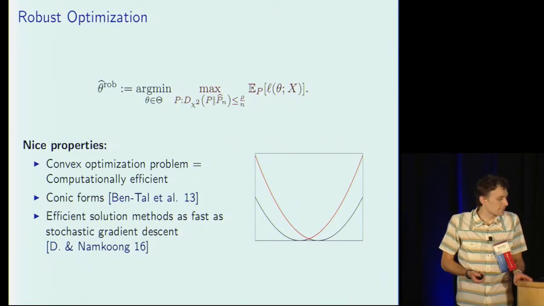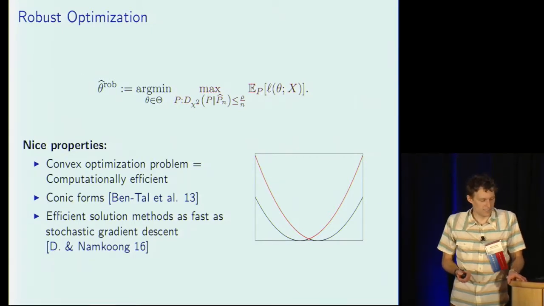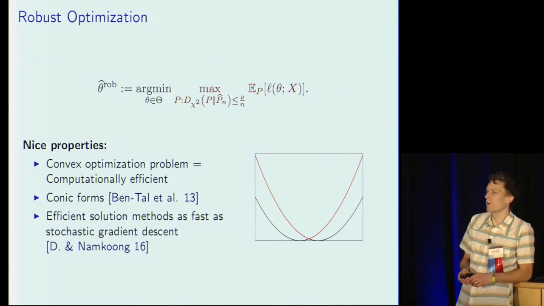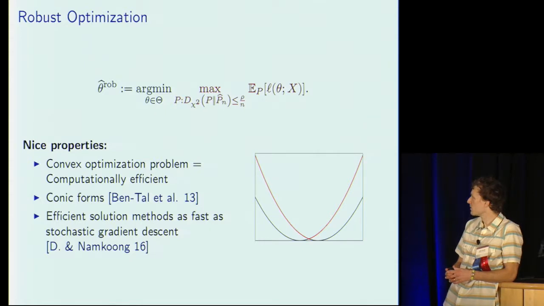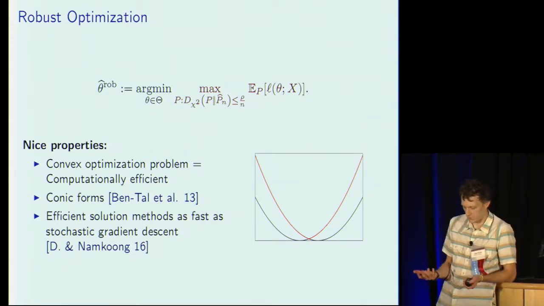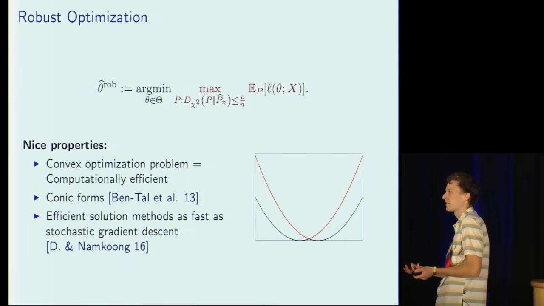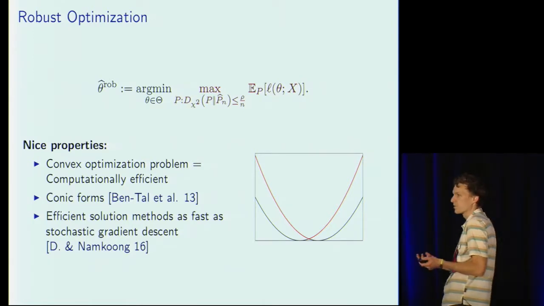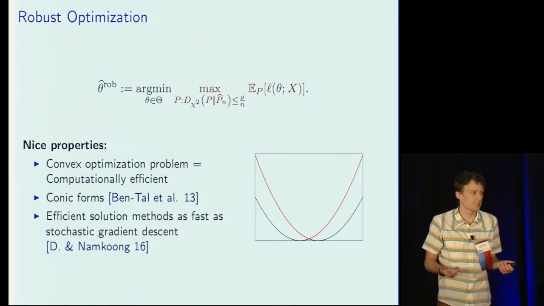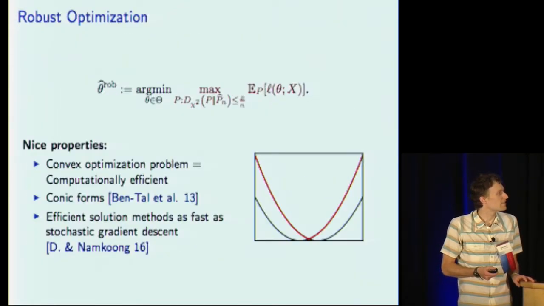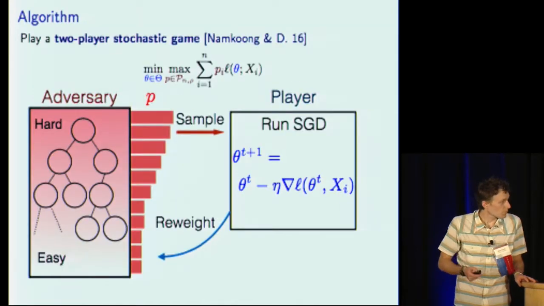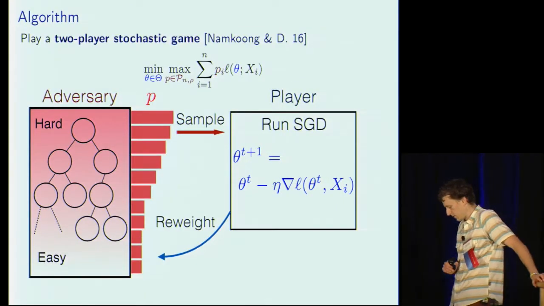Okay, and the nice thing here is that with these distributionally robust optimization problems, we actually do get convex optimization problems, and we can develop efficient solution methods for solving them, which are just as good as, say, your favorite stochastic optimization methods that we often use in large-scale statistical or machine learning problems.